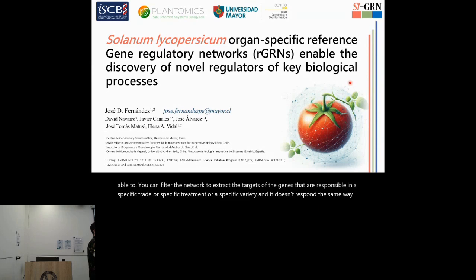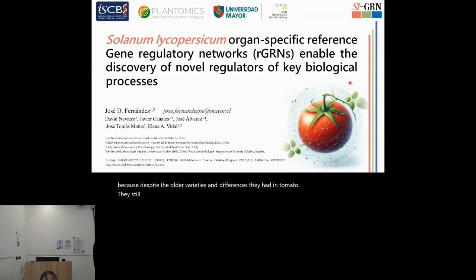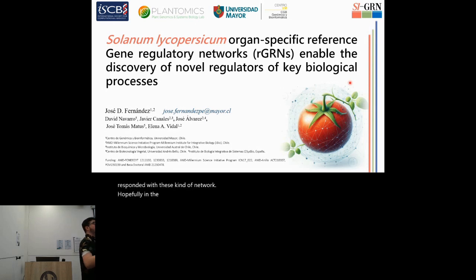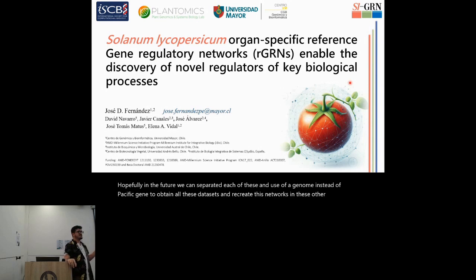Because despite all the varieties and differences they have in tomato, they still use the same reference genome for mapping. And maybe a pangenome was, or will be, better. But still, many of the responses in terms of treatments can be addressed with this kind of network. Hopefully in the future we can separate each of them and use a pangenome instead of a single genome to obtain all these data sets and recreate these networks. But today, it could be extremely useful for addressing this kind of responses.